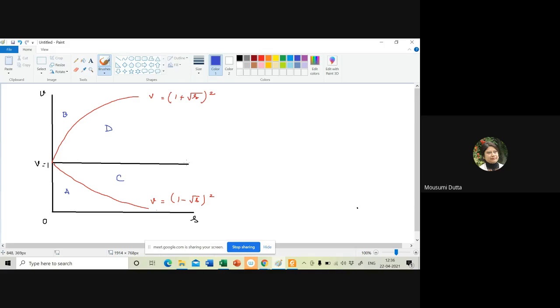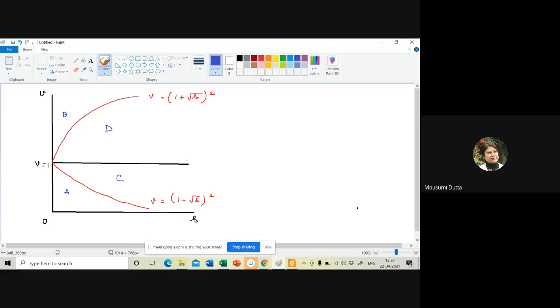Okay, so now can you identify where we will have the monotonic time path and where we will have the oscillatory time path? Zone A. Monotonic. Anyone, please? I was saying that zone A is monotonic. Oscillatory. Zone A oscillatory. No, when V is greater than 1, then we have monotonic, right?